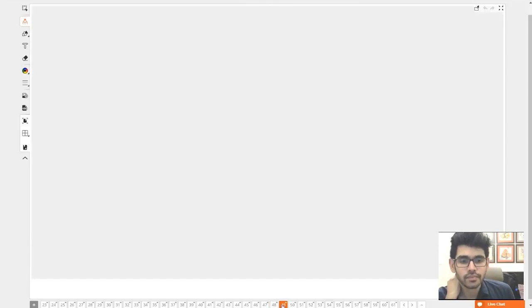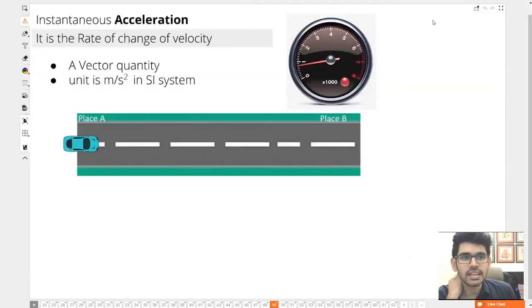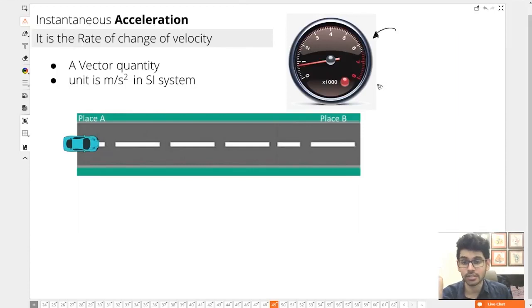Now let's move on. Instantaneous acceleration: for example, if you're driving a car, obviously all the supercars and great cars have an acceleration meter also. It tells you how much acceleration you have, right? So at a particular instant, when your acceleration is varying, you can find the instantaneous acceleration using the slope of the curve. We will see how to do that in the upcoming classes. Now let's have a look at this. It's a vector quantity. The unit is meters per second squared. The dimensions are L T raised to the power minus 2, M raised to the power 0. Let's write.